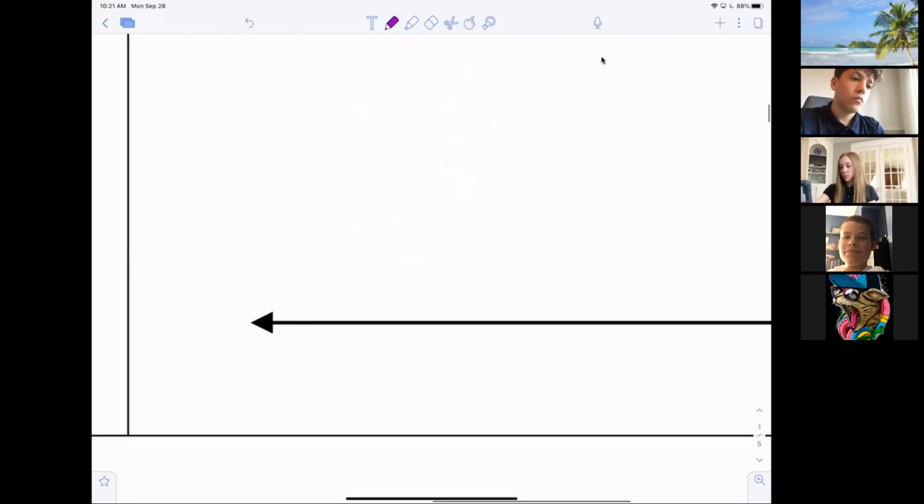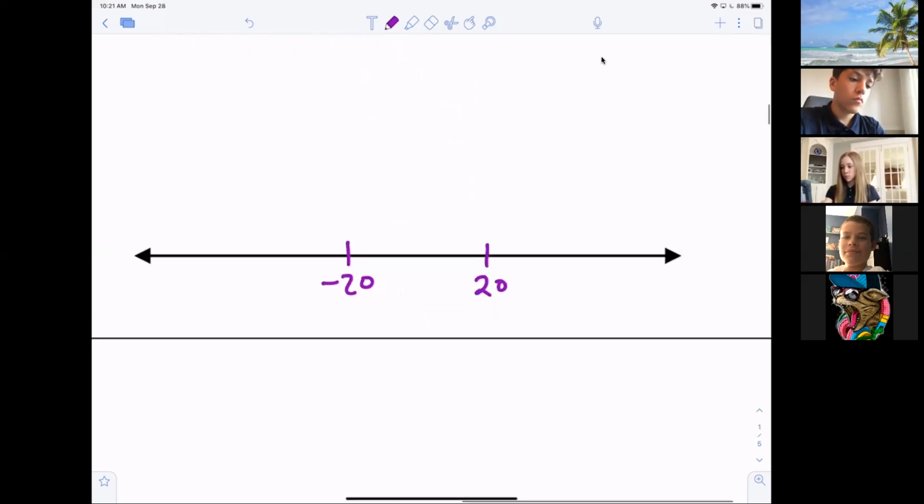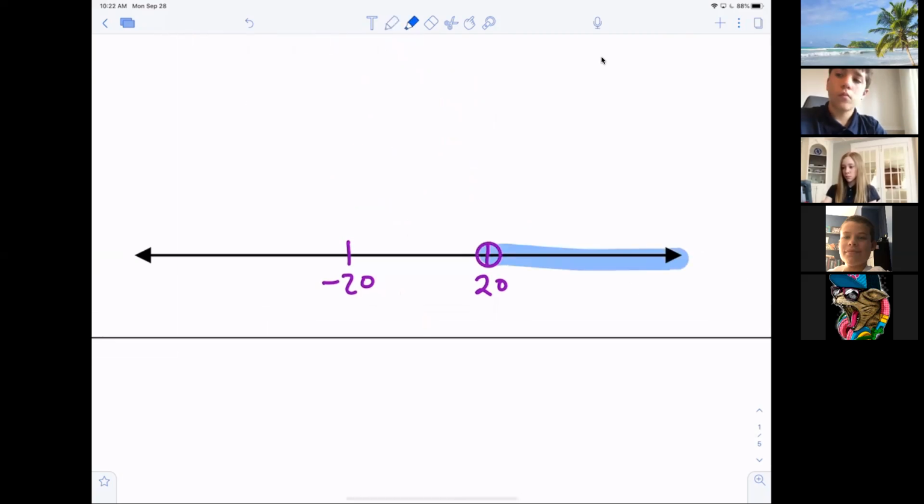Now I go down to the number line, and I say, okay, over here is negative 20. Over here is positive 20. If I'm greater than 20, is it open or closed? Open. Which direction am I going? I'm going to the right. Come on, guys. I just think that's pretty easy.